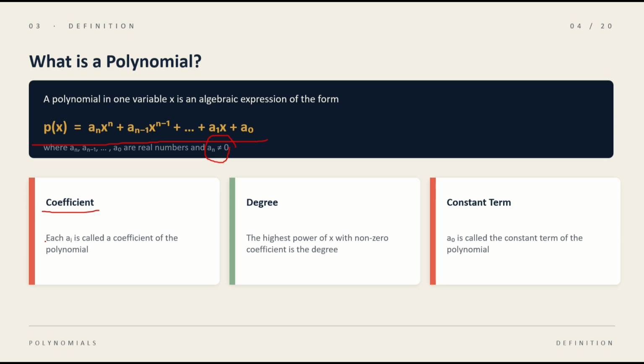What is a coefficient? Each a_i is called a coefficient of the polynomial. Here a_n, a_(n-1), a_1 are the coefficients of the polynomial. Degree: the highest power of x with non-zero coefficient is called its degree. Constant term: a_0 is the constant term of the polynomial.